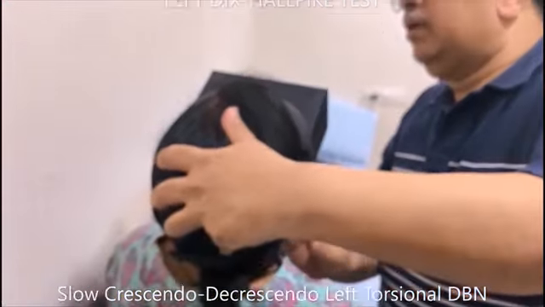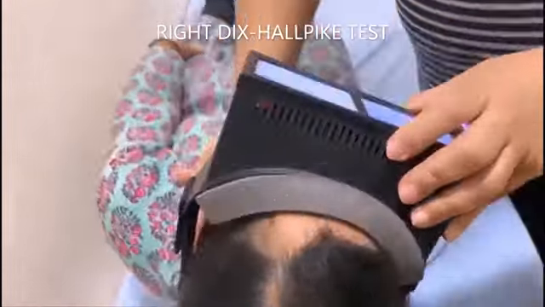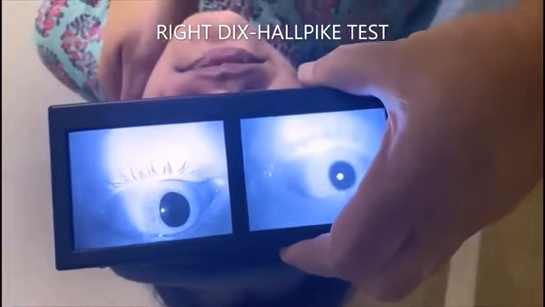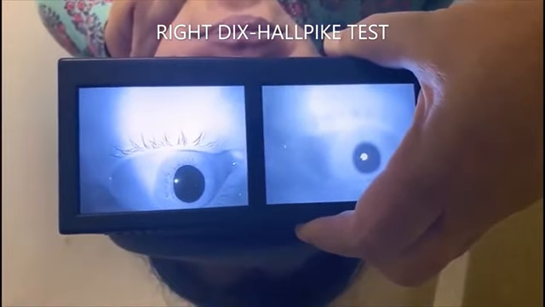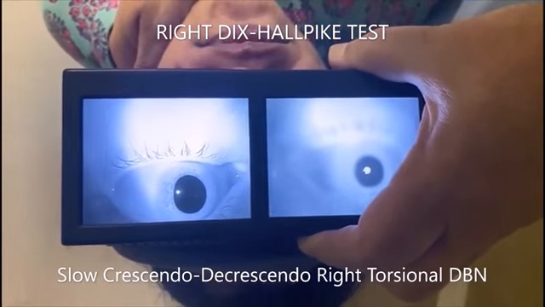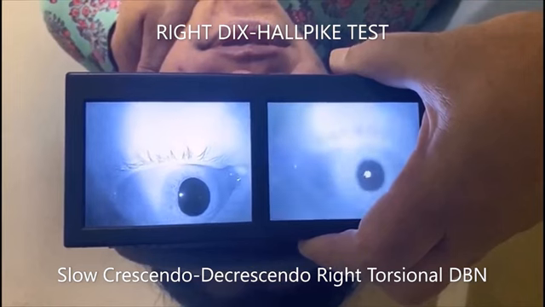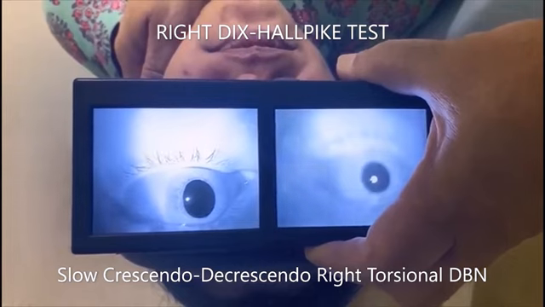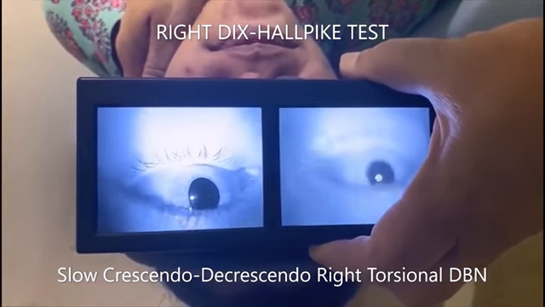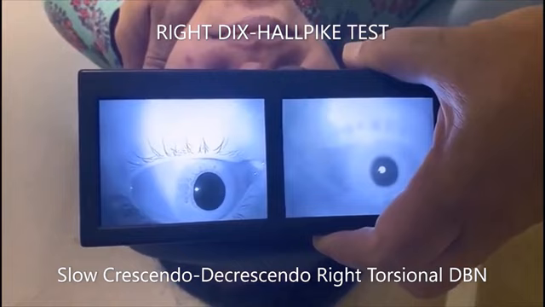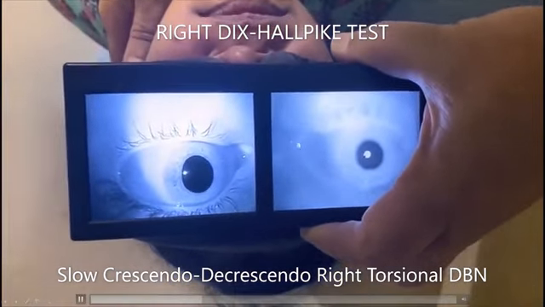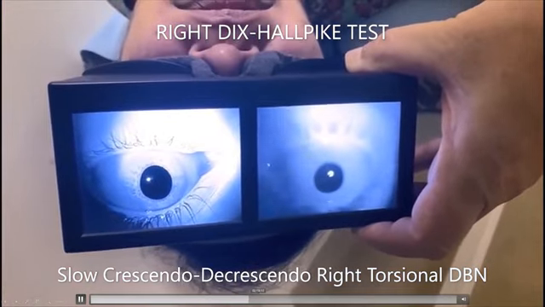So now on the Dix-Hallpike test on the right side, this also elicits a slow crescendo-decrescendo downbeat nystagmus, but the torsional component has now reversed. It is right torsional now, and this can be attributed to the canalolithiasis in the non-ampullary arm of the left posterior semicircular canal. So how we treated this patient is outlined here.